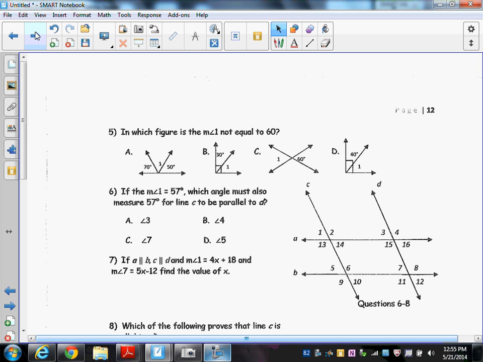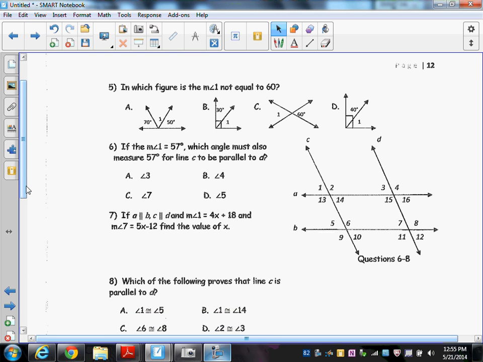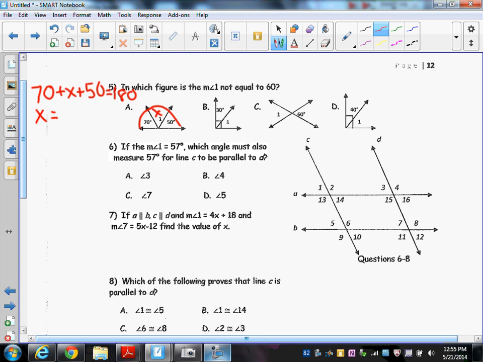We're asked here to find which figure has the measure of angle 1 not equal to 60 degrees. In order to do this, we need to find out what angle 1 is in each of these. So I'm going to call it X here. I have to know that all three of those angles add up to 180 because they form a line. They're not a linear pair because there are three angles there. Whenever I solve it, I get X is equal to 60, going for the one not equal to 60.